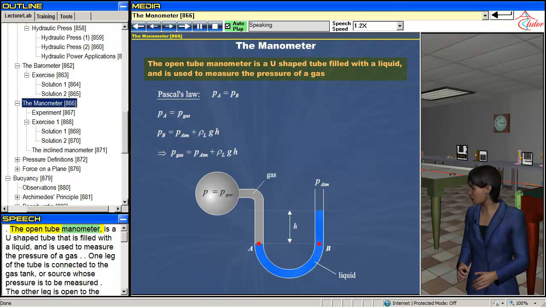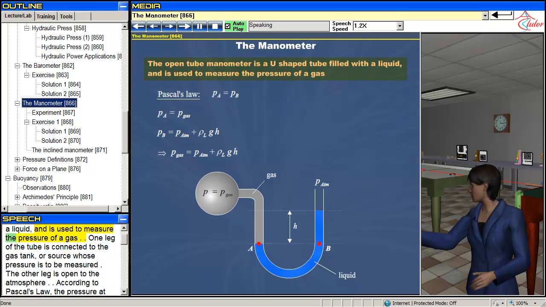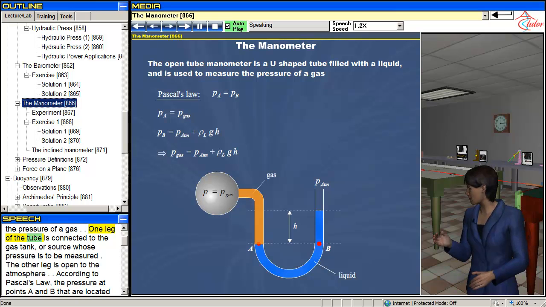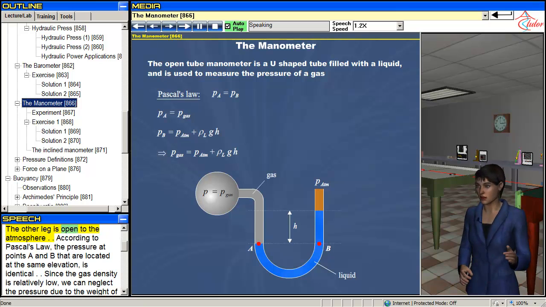The open tube manometer is a U-shaped tube that is filled with a liquid and is used to measure the pressure of a gas. One leg of the tube is connected to the gas tank, or source whose pressure is to be measured. The other leg is open to the atmosphere.